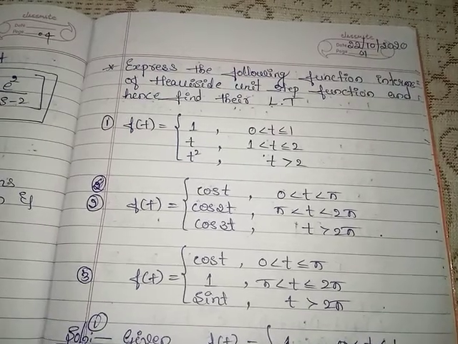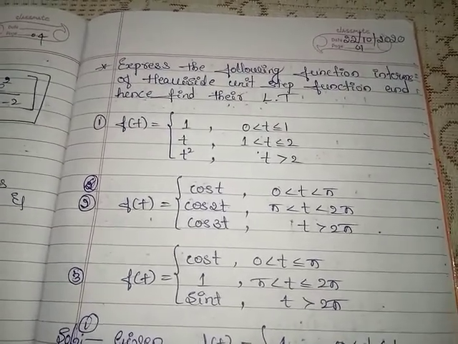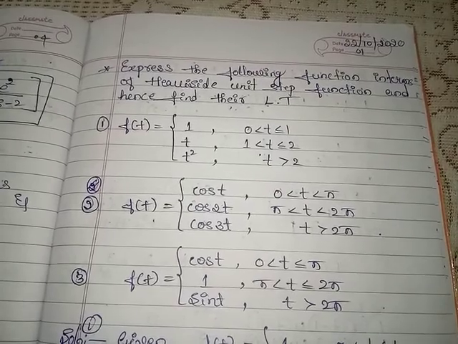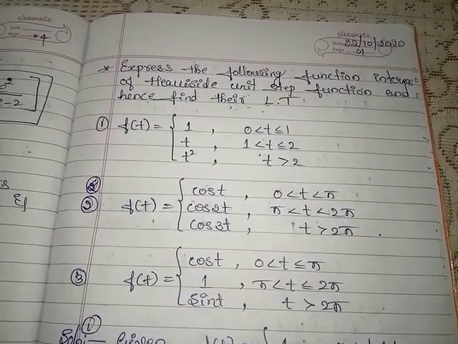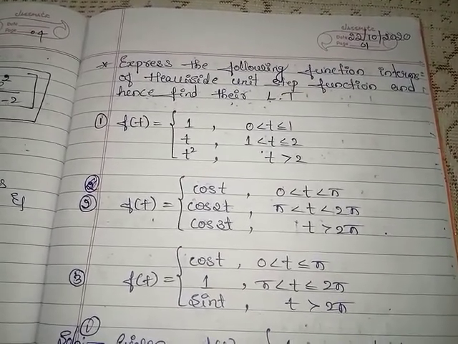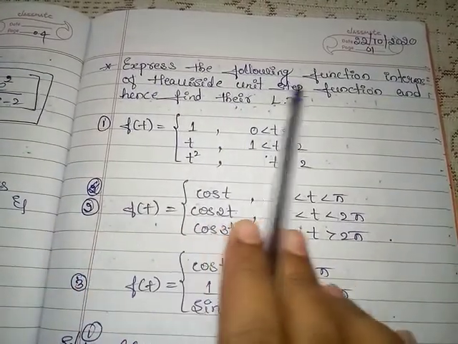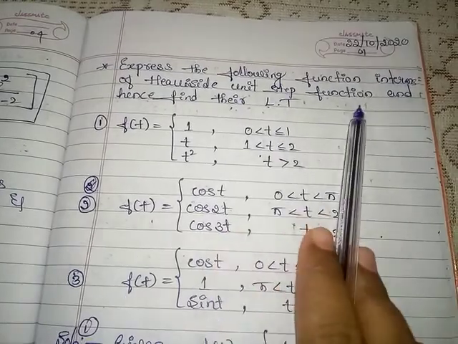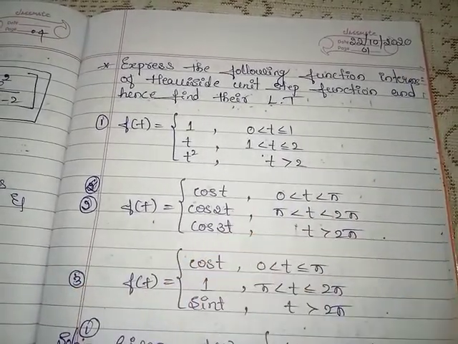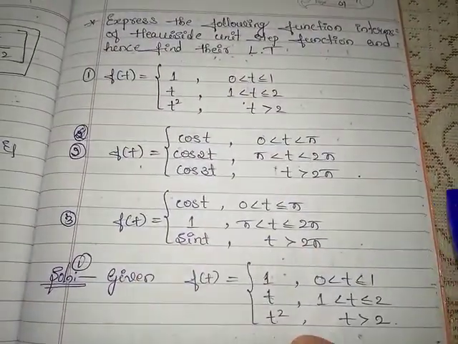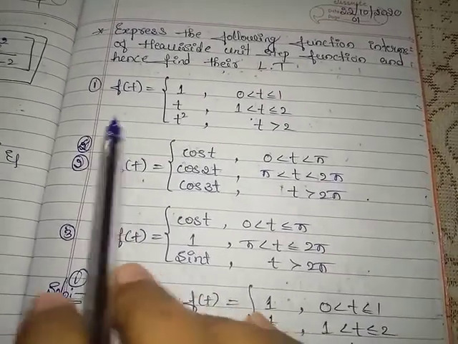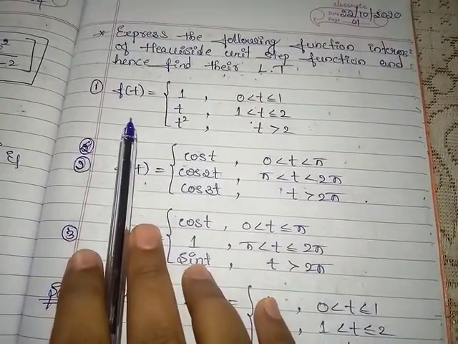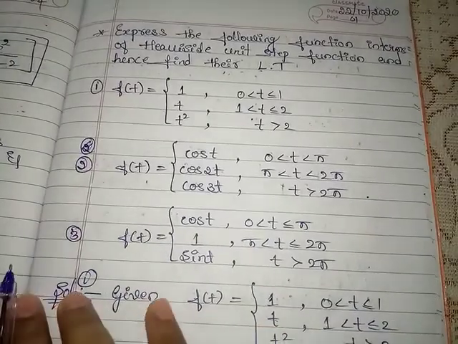Hello everyone. Today we will discuss some examples on Heaviside functions. Here, we are given functions having three subfunctions. Express the following function in terms of Heaviside unit step function and hence find their LT. These are the same as the previous example, but the difference is that the given function has three different subfunctions.